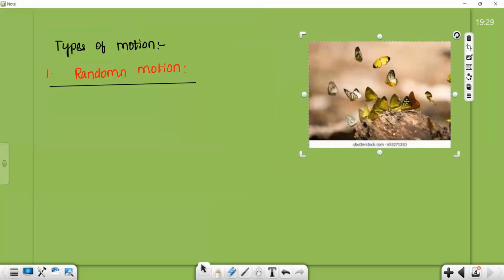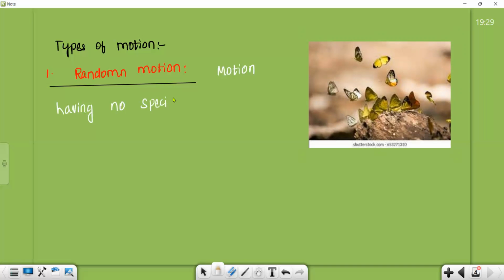Can you see here? Will they maintain any particular path? No, ma'am, but ants would maintain a particular path. They will move. There is no specific path. Having no specific path, that kind of motion is called random motion.